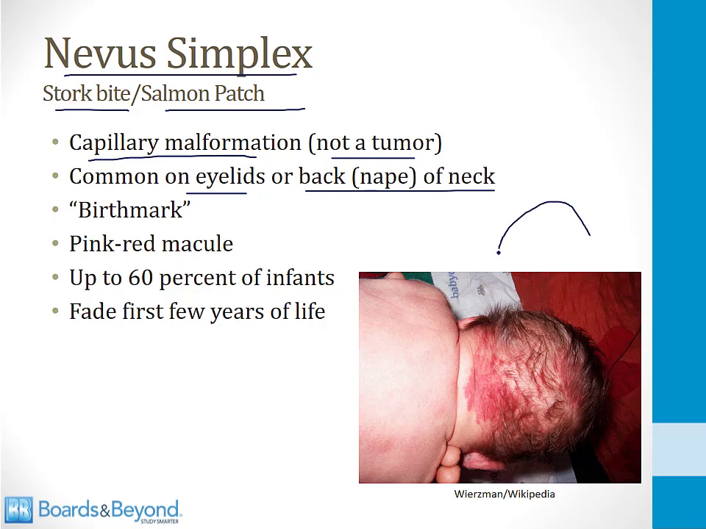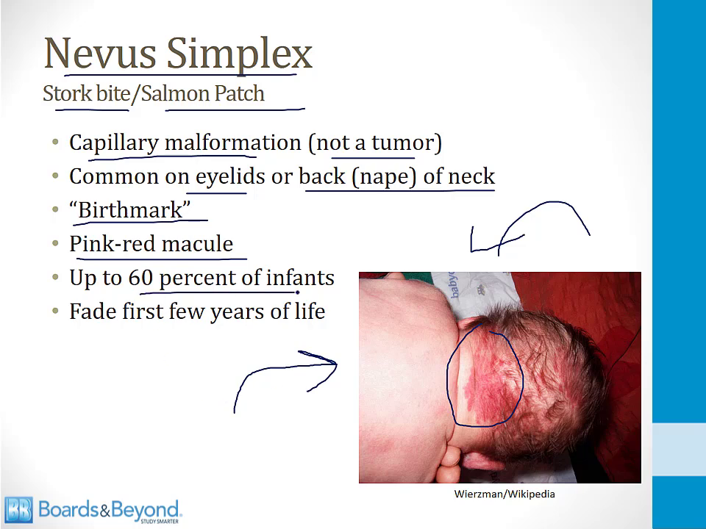This is a picture of a baby who has a nevus simplex at the back of the neck. You can see this red lesion here. And because it occurs at the back of the neck, that's why it's called a stork bite. This is the classic example of a birthmark or a skin lesion that's present at birth. It's a pink-red macule, just like this one shown on the screen here. It's very common. It's found in up to 60% of newborn babies, and it will fade in the first few years of life and not persist into adulthood.